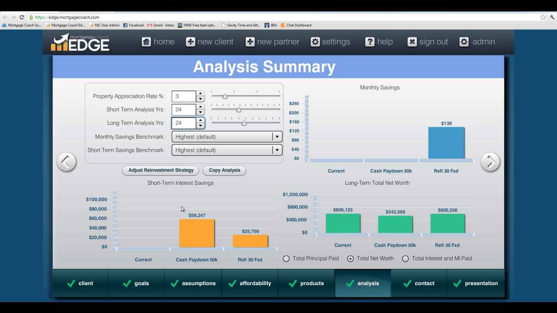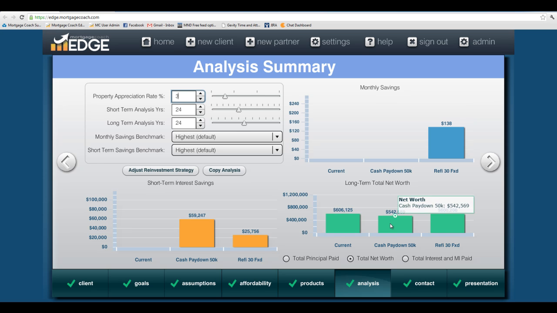Now what that shows us is that with the cash pay down versus their current, they'd save $60,000 in interest. Now it's costing them $50,000 to pay it down too. So we account for that by showing the net worth. Now the net worth is a total of their accumulated assets and their equity at this point. So you can see that if they just continue doing what they're doing right now, they're going to have a net worth at the end of the term of $606,000. Of course, the loan is paid off, so they've got the full equity at whatever your appreciation rate is. And then they've got whatever liquid asset is left in that 401k.